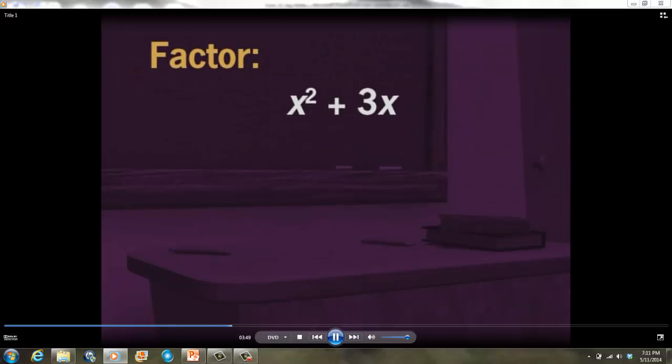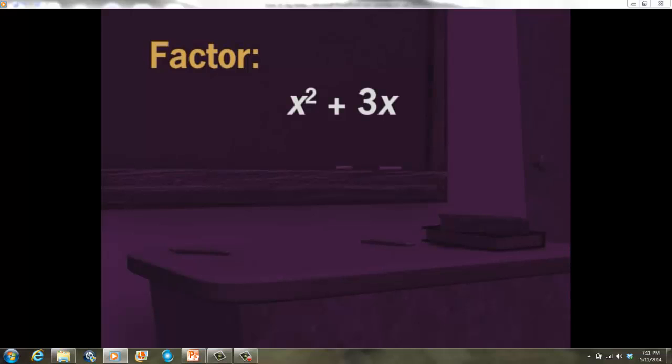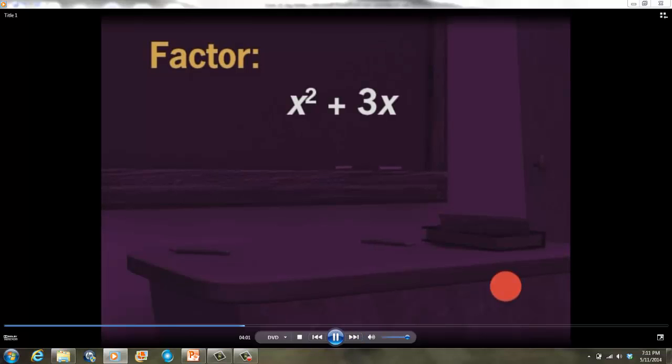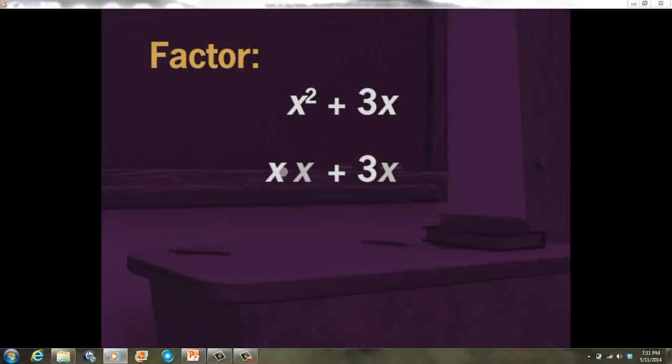Let's factor the polynomial expression x squared plus 3x. We are going to factor out the greatest common factor. To find the greatest common factor, factor each term. X squared is x times x. And 3x is the product of 3 and x. The only factor common to both terms is x. So, x is the greatest common factor.